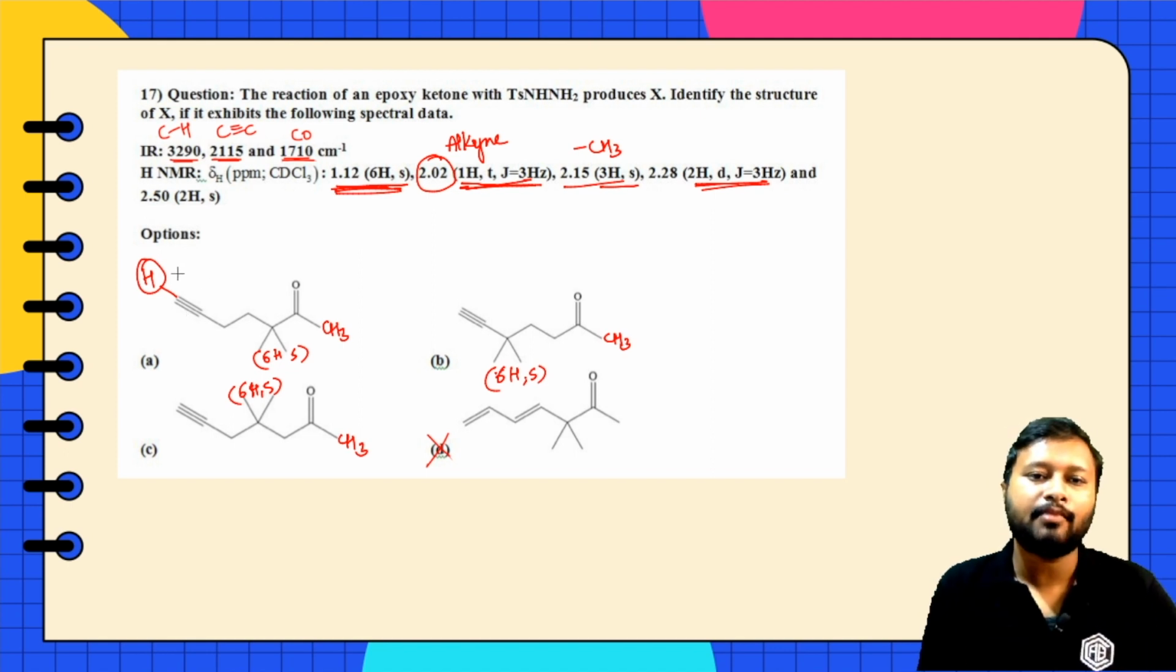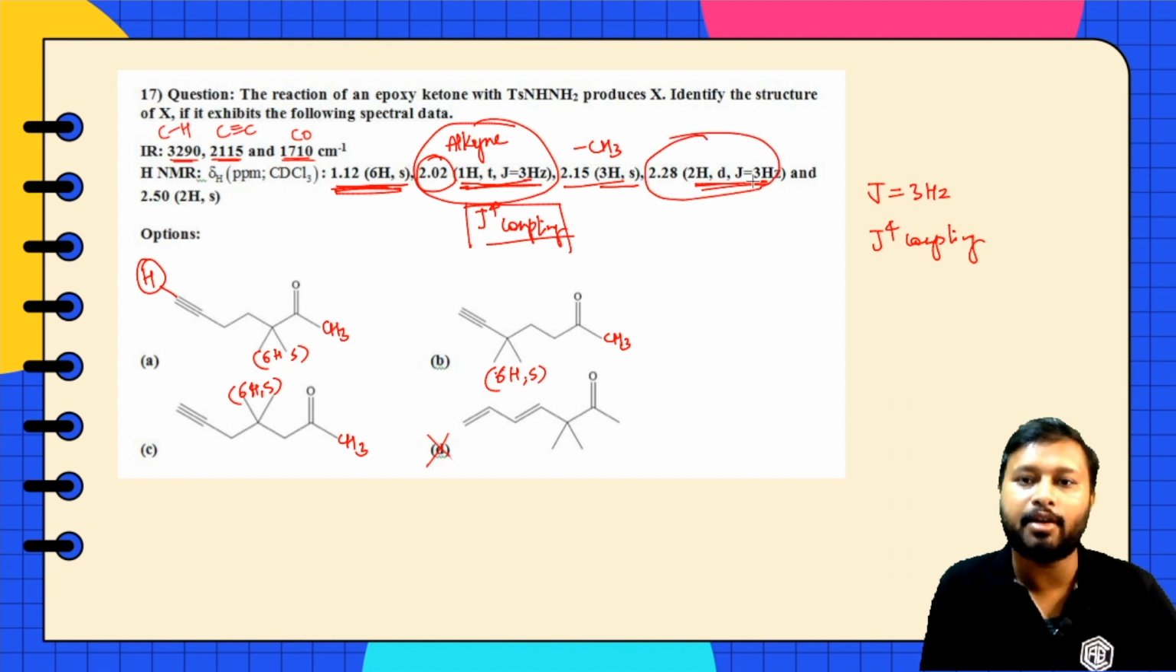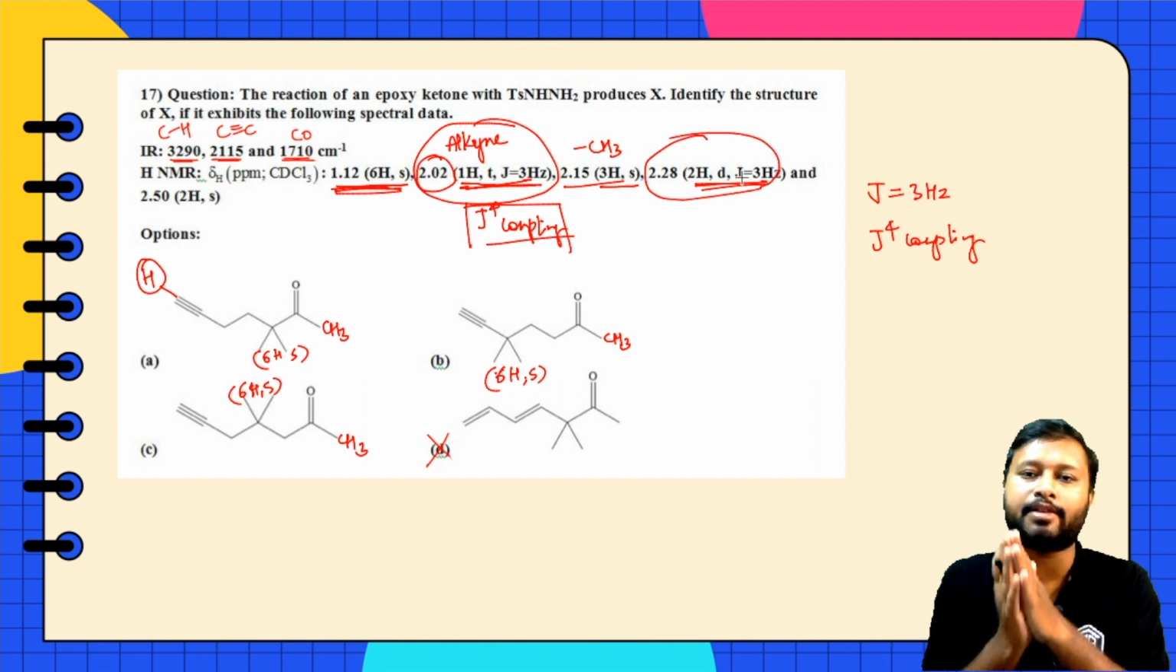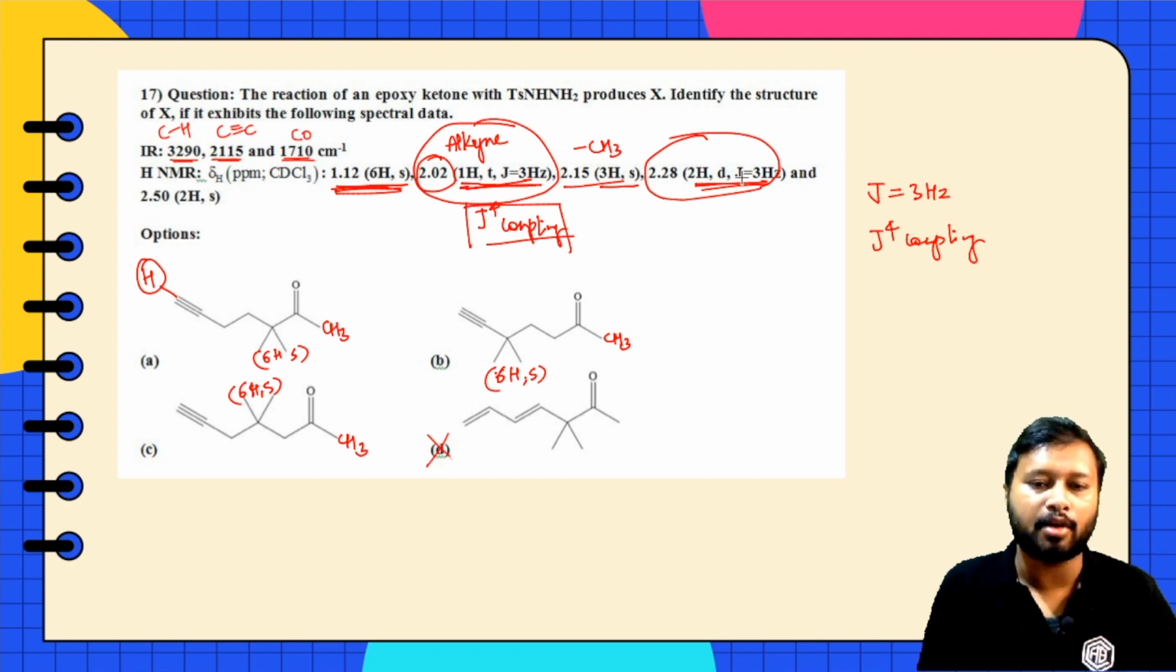Because it is coupling with something having two hydrogens, and that coupling is actually 4J coupling. That's why we have a very small value of J, only 3 hertz. So J equals 3 hertz is for 4J coupling, and it is coupling with a 2 hydrogen doublet group, meaning a particular CH2 which is giving you a 2 hydrogen doublet.